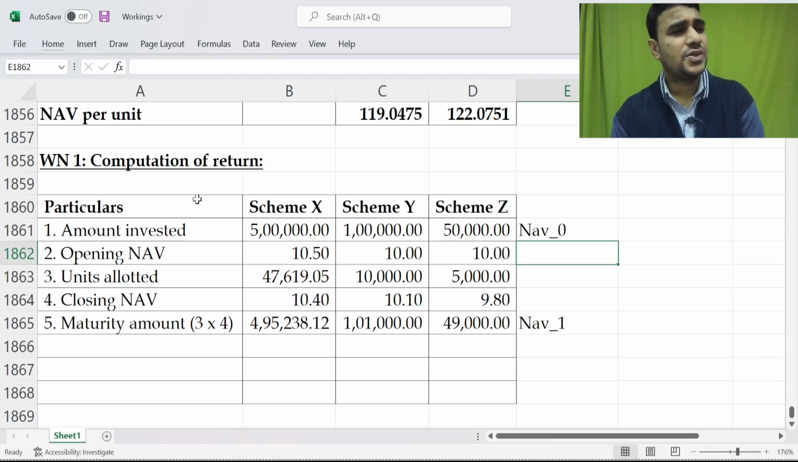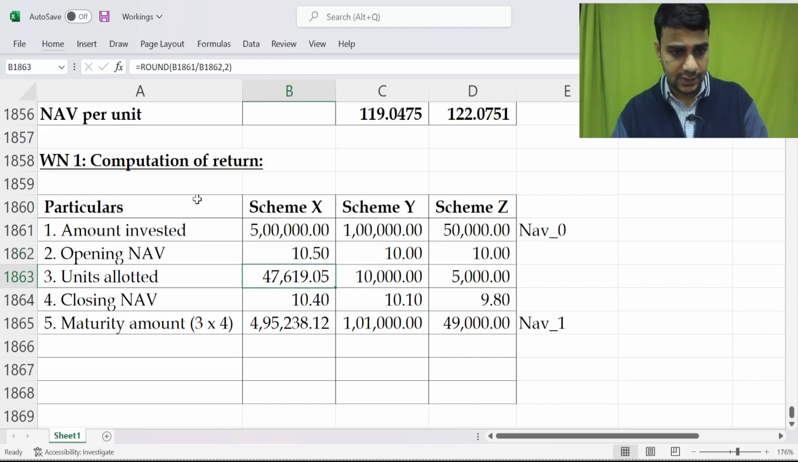Now, whatever maturity amount you have calculated, that's technically NAV1. And whatever you invested is NAV0. The gap between that is capital appreciation or depreciation. There are three incomes. First income is capital appreciation, which is NAV1 minus NAV0. Second income is dividend. Third income is CG1, capital gain 1, which is basically dividends paid out of the capital gains. Point number 6, capital appreciation.